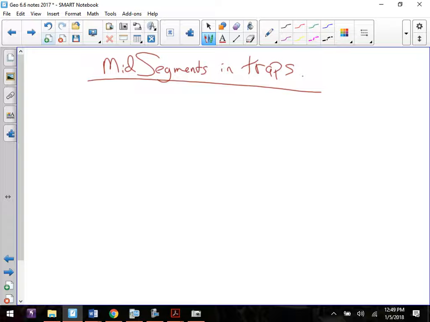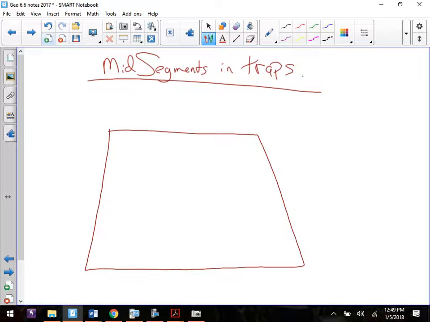Mid-segments and trapezoids. This works whether it's an isosceles or a regular old boring trapezoid. It doesn't have to be isosceles like this one. Because remember, mid-segments, like we did in a triangle, are just segments that connect midpoints.